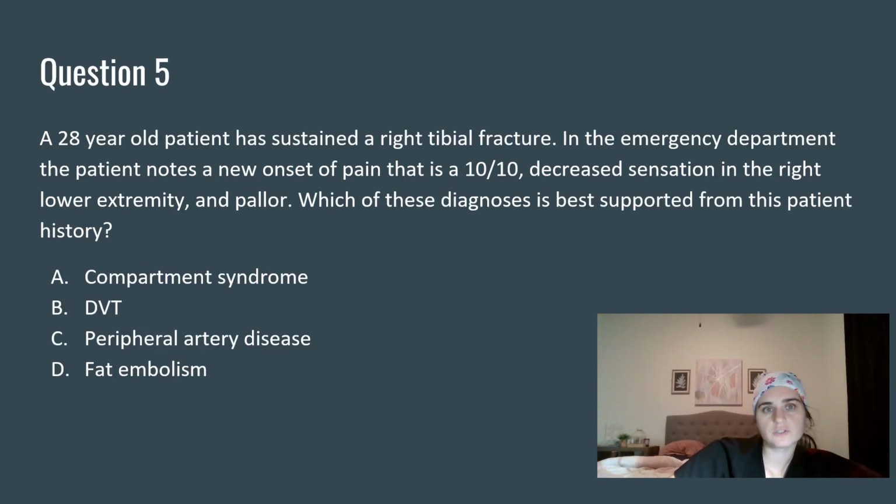Lastly, question 5. A 28-year-old patient has sustained a right tibial fracture. In the emergency department, the patient notes a new onset of pain that is a 10 out of 10, decreased sensation in the right lower extremity, and the extremity is also pale. Which of these diagnoses is best supported from this patient history? A. Compartment syndrome, B. DVT, C. Peripheral artery disease, or D. A fat embolus.